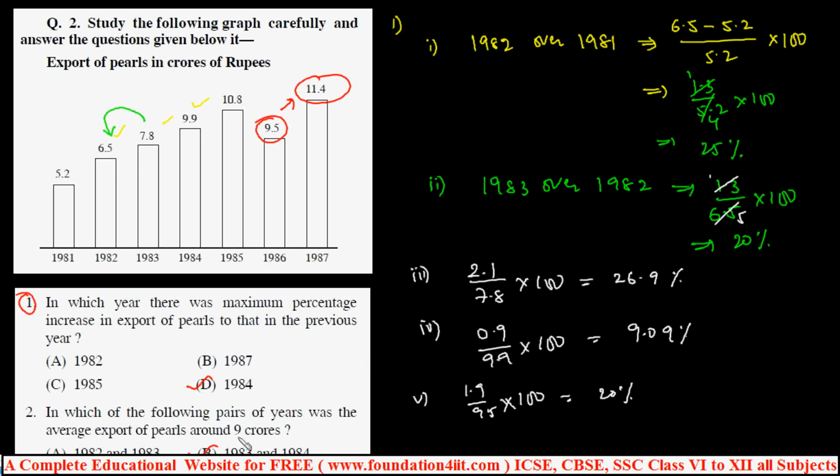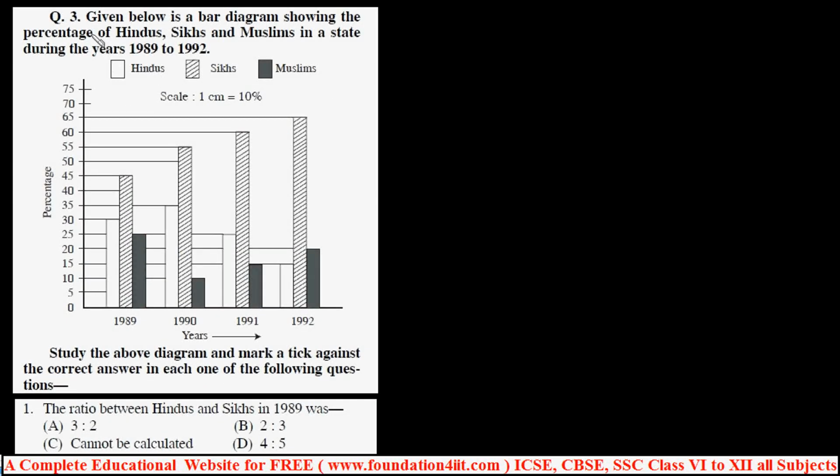Let us see a few more questions to get a clear idea. Let us see another question here. The given below is a bar diagram showing the percentage of Hindus, Sikhs and Muslims in the state during the years 1989 to 92. So 1989, this is the list. These are the three bars for 1990, 1991, 1992. This is the percentage. In 1989, the Hindus are 30 percent of the population, the Sikhs are 45, and Muslims are 25. Like this for every year, 4 years.